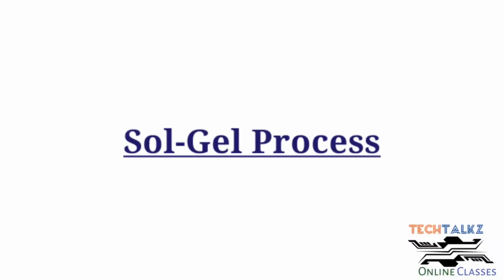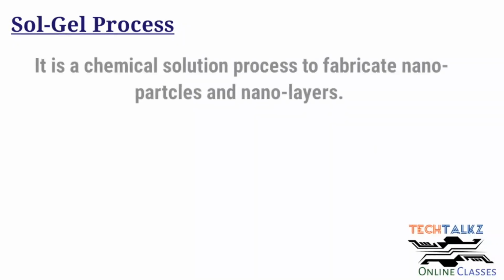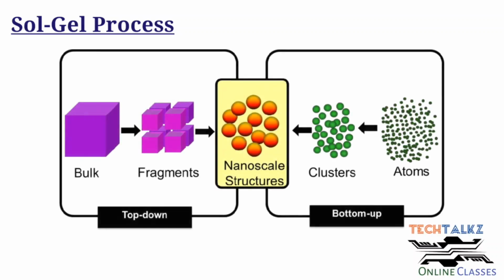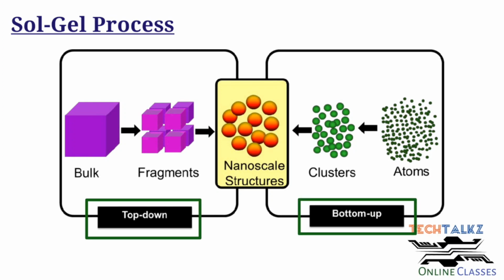Dear students, today we will discuss the sol-gel process. This process is used for the fabrication of nanoparticles and nanolayers. There are different types of approaches for the fabrication of nanolayers. Basically, there is the top-down approach and the bottom-up approach.